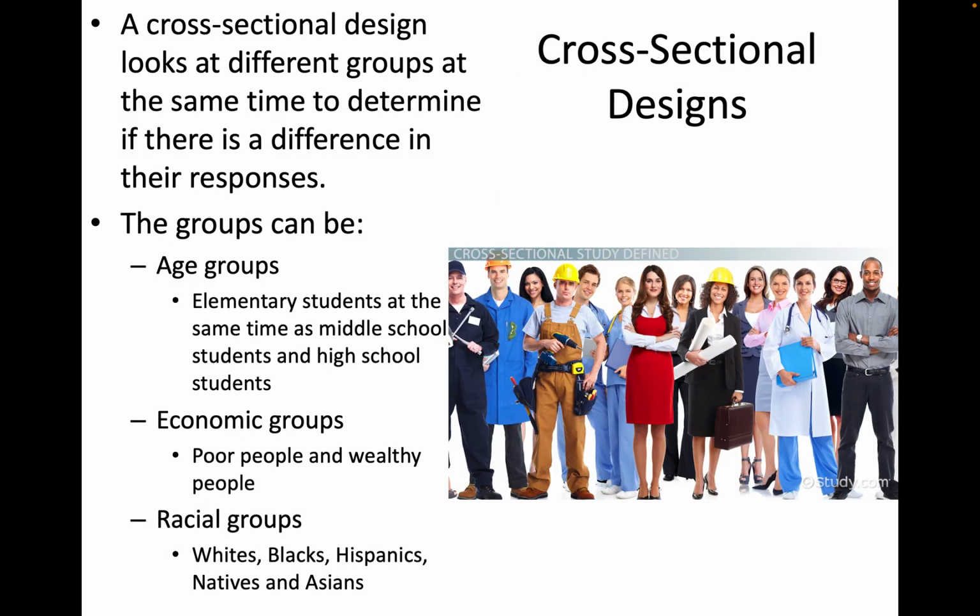A cross-sectional design looks at different groups at the same time to determine if there is a difference in their responses. The groups can be age groups, elementary students at the same time as middle school students and high school students, economic groups, poor people and wealthy people, racial groups, whites, blacks, Hispanics, natives, and Asians. That's a cross-sectional design. We're looking at different groups. But it all depends on what your definition is. So when I'm talking about loneliness, potentially I can do my loneliness scale looking at different age groups if I can find students of different age groups.